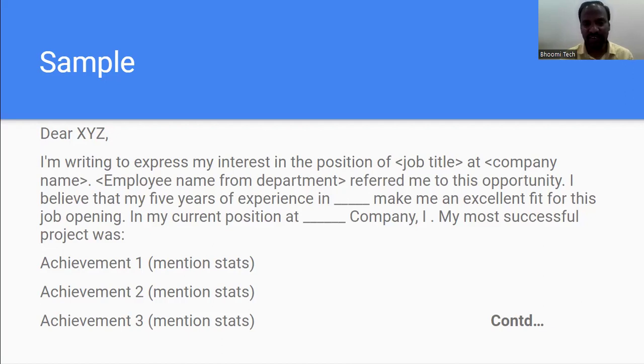I believe that my 5 years of experience in this domain make me an excellent fit for this job opening. And if you are doing any job, you can mention your current position and your successful projects, like 1, 2, 3, and mention your achievements and insights in stats. As I said, ATS software only skims your resume, it doesn't read it, so mention all the stats, insights, and achievements.